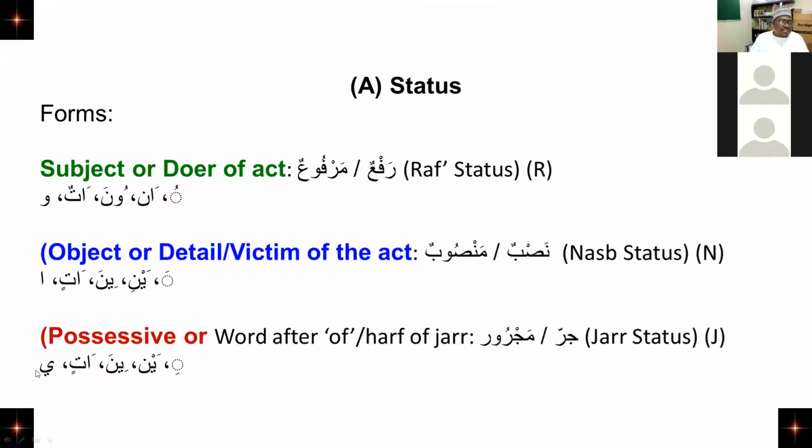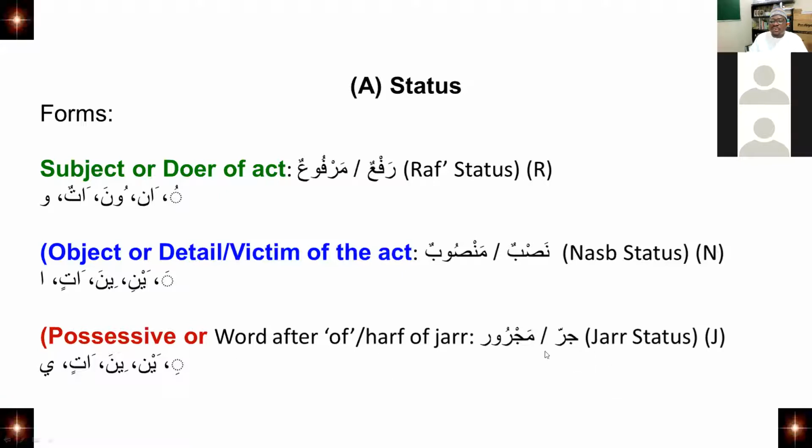These are the signs that can be shown on any ism in Arabic that is in the status of jar. So it can be majrurun bil kasra, it can be majrurun bi aini, majrurun bi ina, majrurun bi atin, or majrurun bi ya. Or it cannot even show it at all in some cases. And we'll come to that. An ism would be in the status of jar and have these signs when it is a possessive, or a word after of, or if it is preceded by a harf of jar. We'll come to these details.